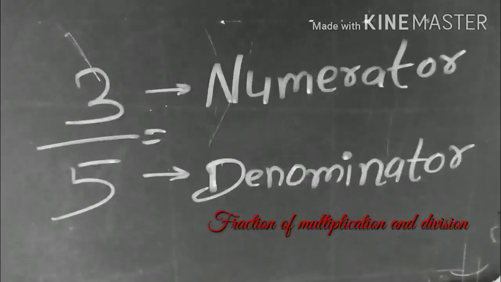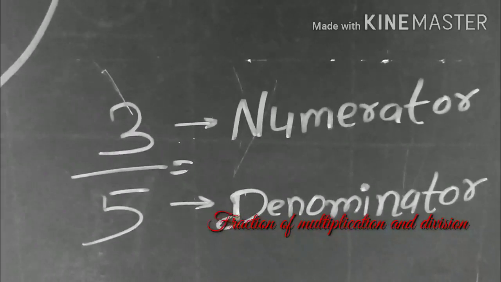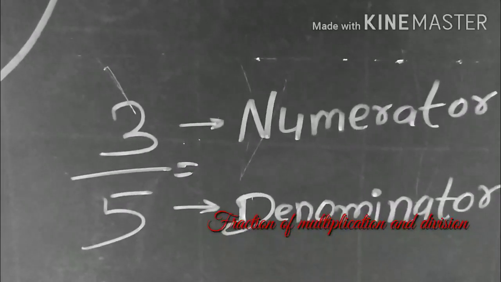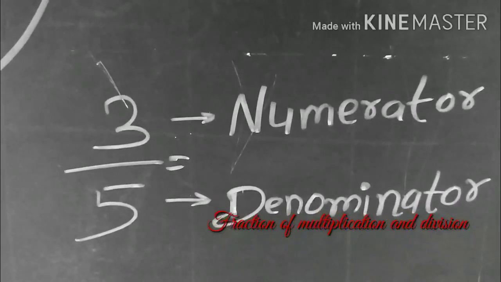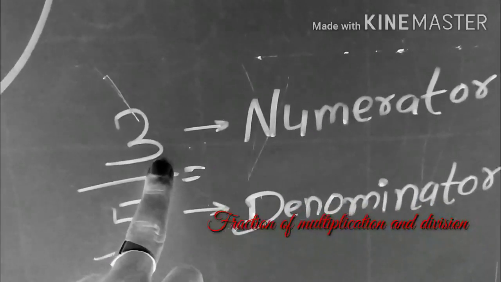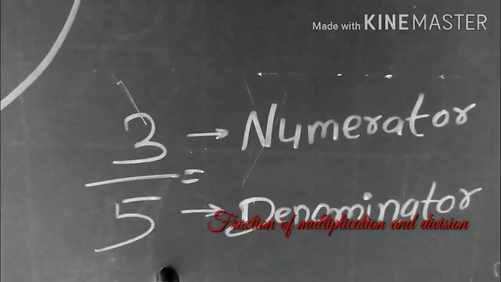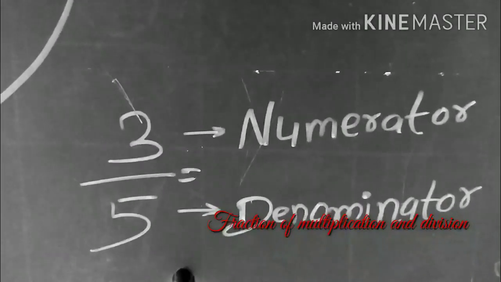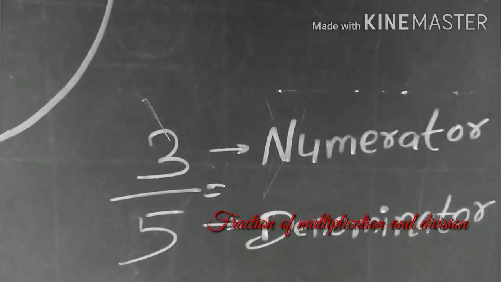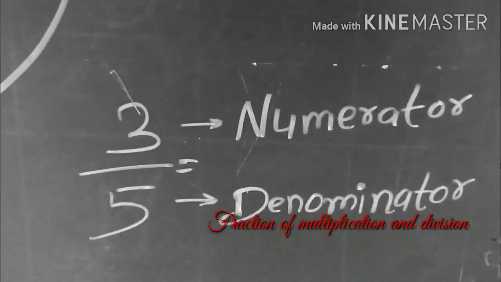Look here. We have written the fraction 3 by 5. 3 is our numerator and 5 is the denominator. The upper part is always the numerator and the lower part is always the denominator. So always remember: upper part numerator, lower part denominator. Now we will look at some figures, then it is easy to understand the fractional part.